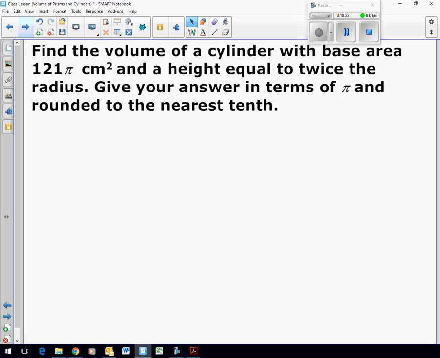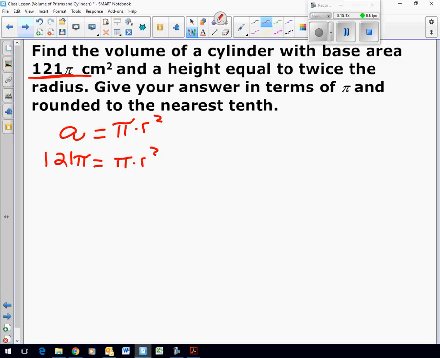All right, like one of these. Find the volume of a cylinder with the base area of 121 pi square centimeters and a height equal to twice the radius. Give your answer in terms of pi and round it to the nearest 10. Whoa, boss. The volume of a cylinder that has a base area of 121 pi square centimeters. A cylinder has what type of shape at the base? A circle. The area of a circle is what? Formula. Pi radius squared, correct? And this tells me that the area is 121 pi, right?